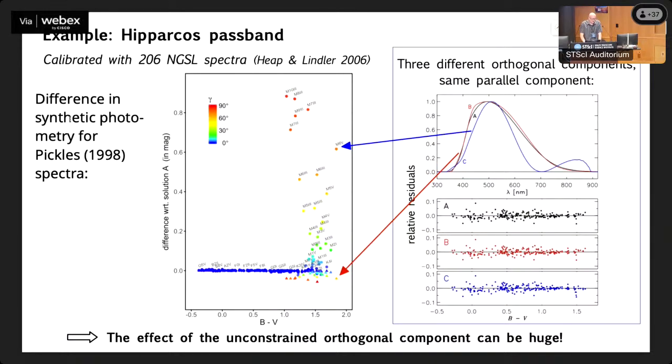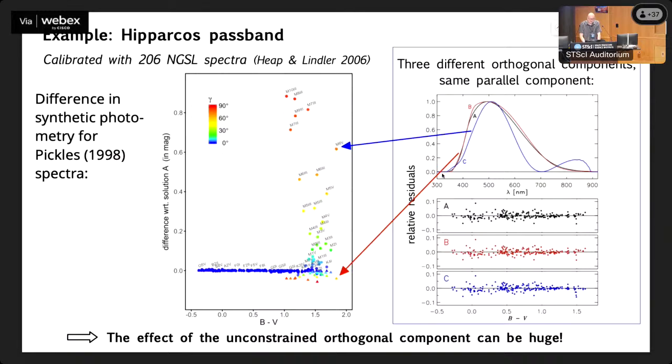This plot here are just taking some spectra from stars. This is a Pickles library of spectra of different spectral types. This is the difference between the solution A and the solution B and C. And the color coding is just an indicator for how much the source depends on the orthogonal unconstrained component of the passband. 0 means, in this case, 0 degrees, the source is entirely a linear combination of the calibration spectra, and 90 degrees means it's perfectly orthogonal and only depends on the guessed component.